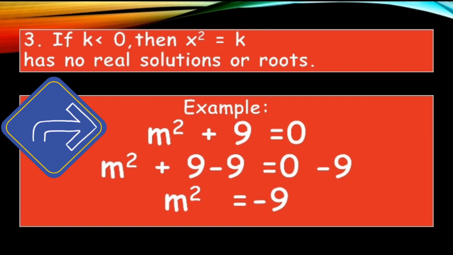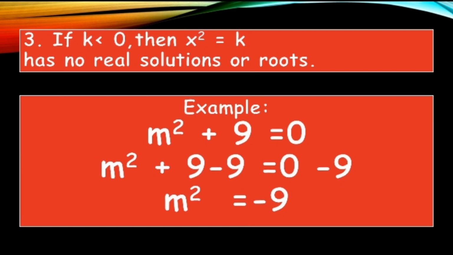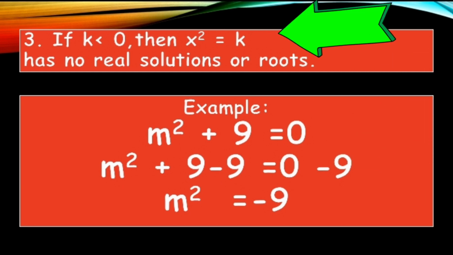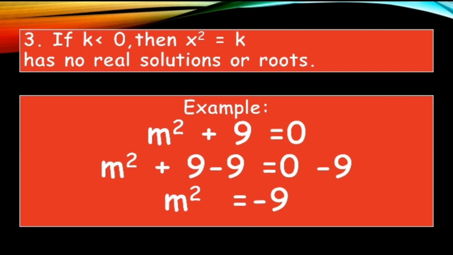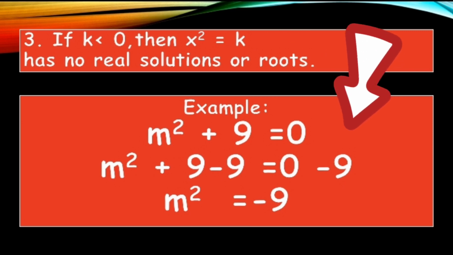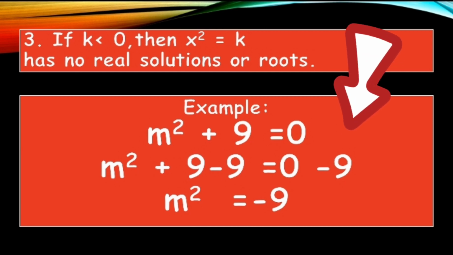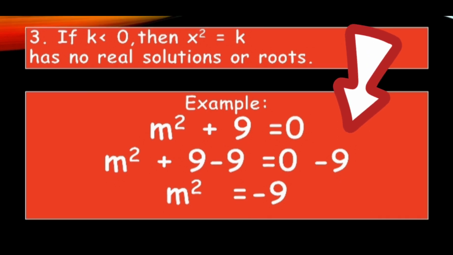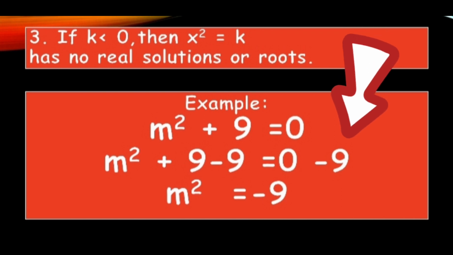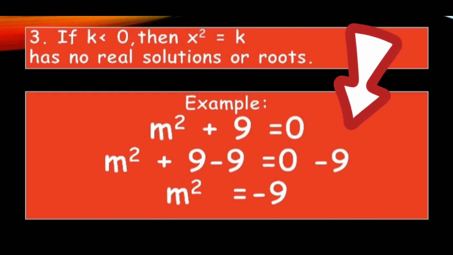Bakit subtraction property of equality ang ginamit ko? Dahil positive 9 yun, iisip tayo ng number na opposite niya para maging ang forma niya ay m squared is equal to k. So, hahanap tayo ng number para ma-eliminate si 9. So, syempre, ang inverse ni positive 9 ay negative 9. So, to continue, we have m squared plus 9 minus 9 is equal to 0 minus 9.